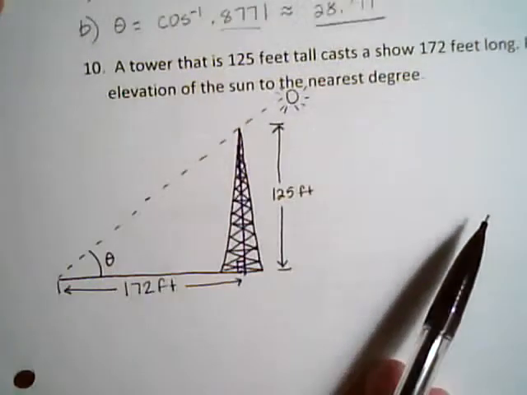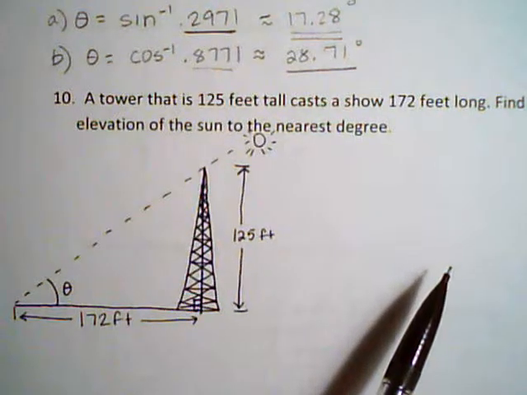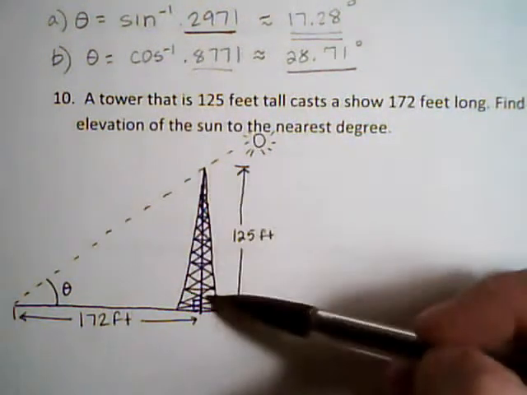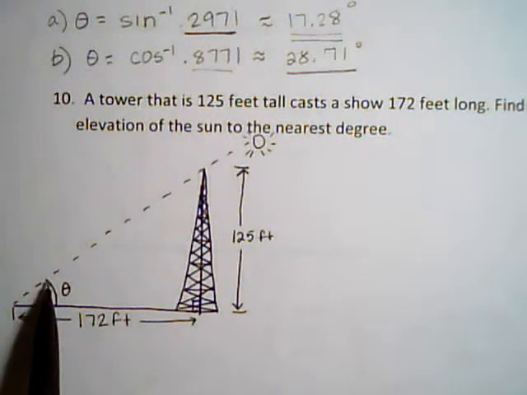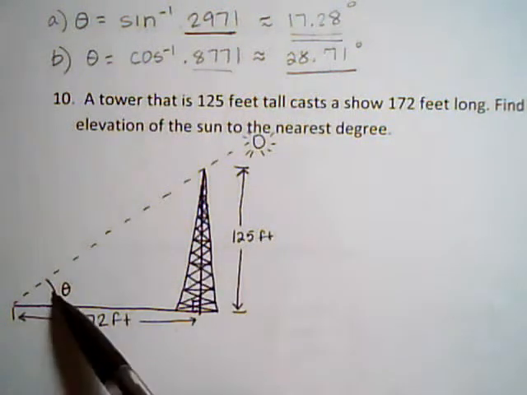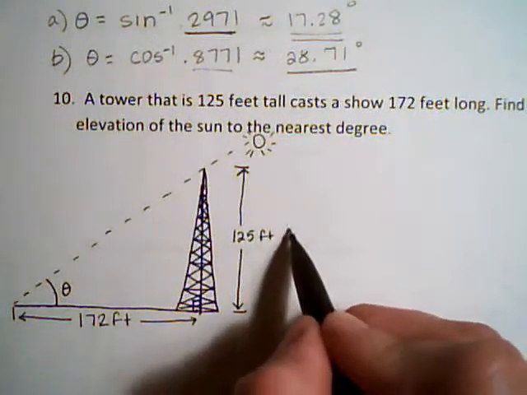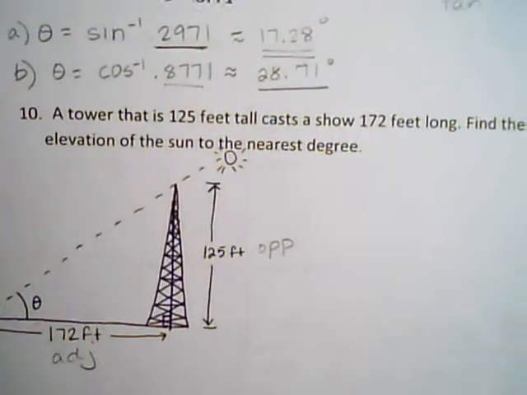There's a problem related to finding theta. It says you have a tower that's 125 feet tall. It casts a shadow that's 172 feet. Find the angle of elevation. Well, how are these sides related to theta? 125 is opposite, 172 is adjacent. So again, that means we would use tangent.